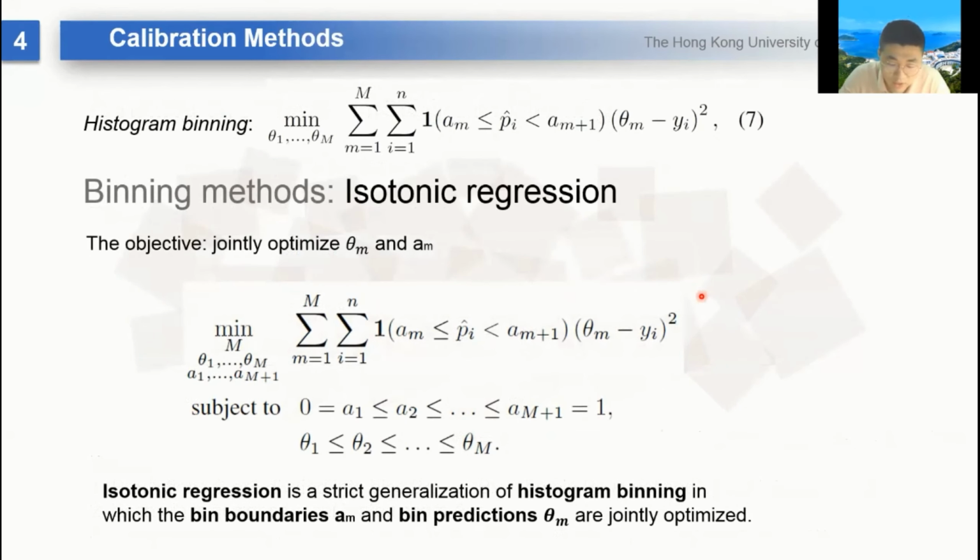Isotonic regression can be treated as the generalization of histogram binning. It's easy to find that in histogram binning, we just need to optimize the predictions theta, but in isotonic regression, we jointly optimize the predictions theta and boundaries a m, meaning that the boundaries a m are not fixed.